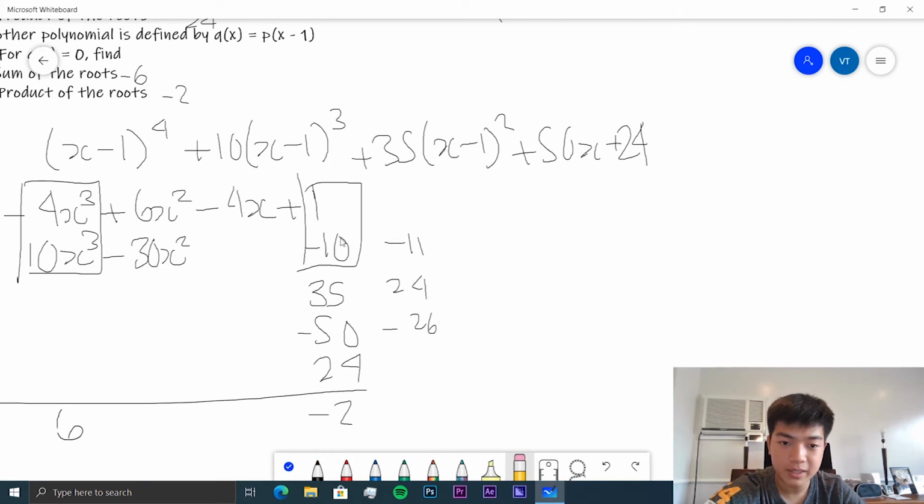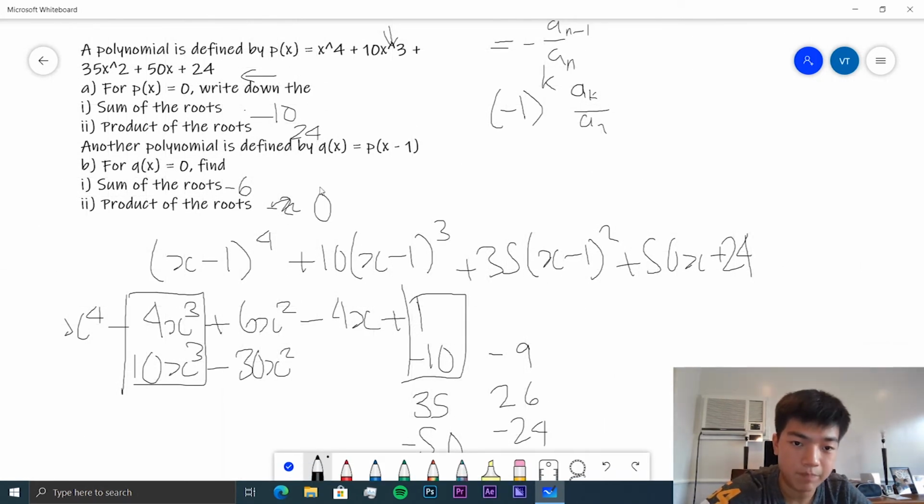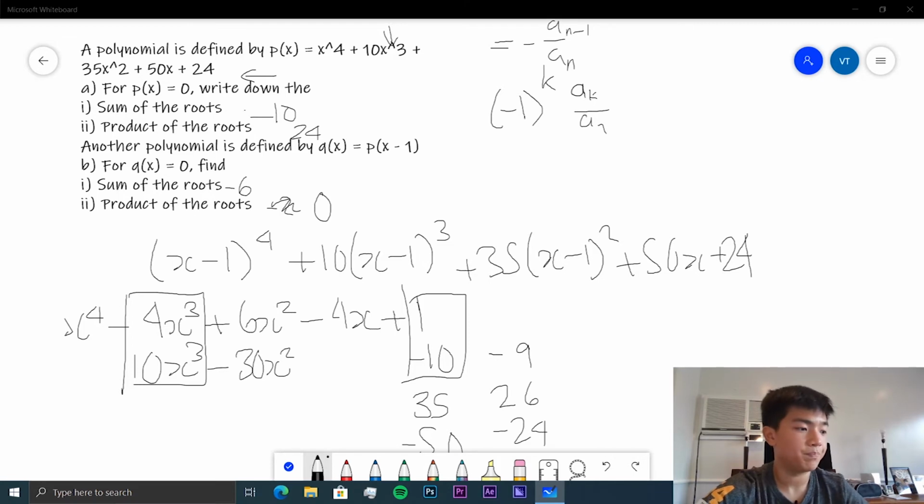Oh, what am I doing? This is 1 plus 10. This is only negative 9. So negative 9. 35 minus 9 is equal to 26. 26 minus 50 is equal to negative 24. 24 plus 24 is equal to 0. So the product of the roots is actually not 24, it's equal to 0. So yeah, that was that.